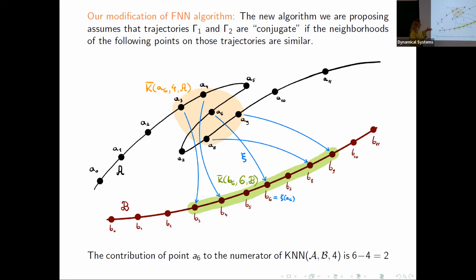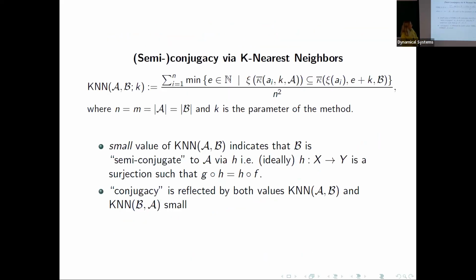This is a sort of measure of the difference, 6 minus 4 equals 2. It's a sort of measure of the difference between the discrete measures of these two neighborhoods. And we do it for every point.